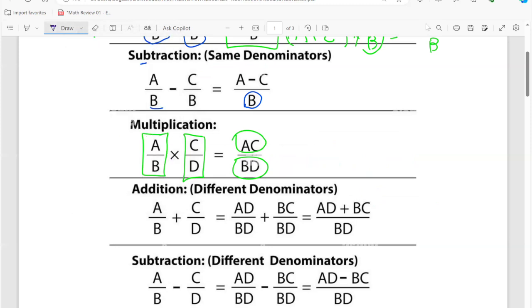So if one is b and one is d, then I need to make the bottoms the same. So I'm going to multiply b by d, and I'm going to multiply d by b. But I can't just do that, because then I'm changing what I'm going to calculate. I need to keep a over b the same.